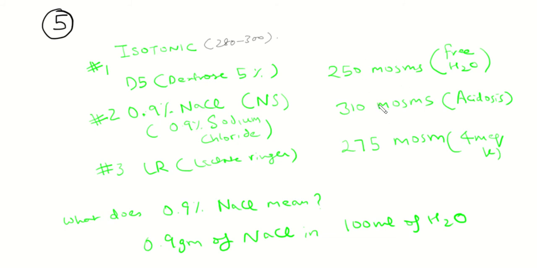This is their osmolarity. The two that I think are important are dextrose, which is D5, and NS: 250 for D5 and 310 for NS, normal saline. What are the big issues? D5, dextrose, gives you free water.